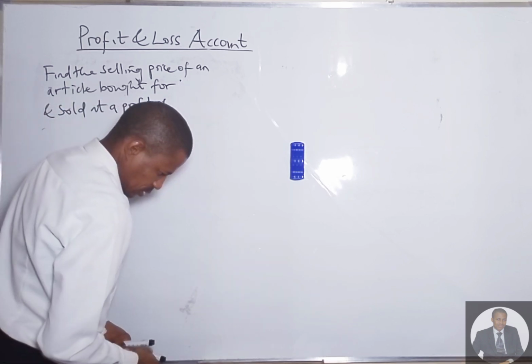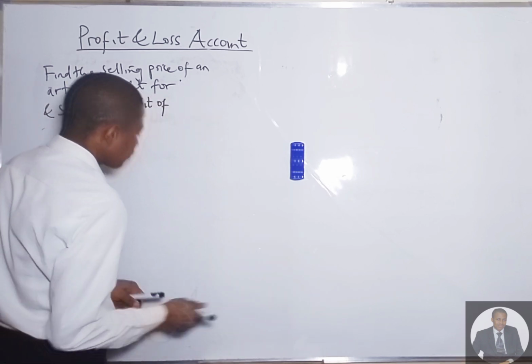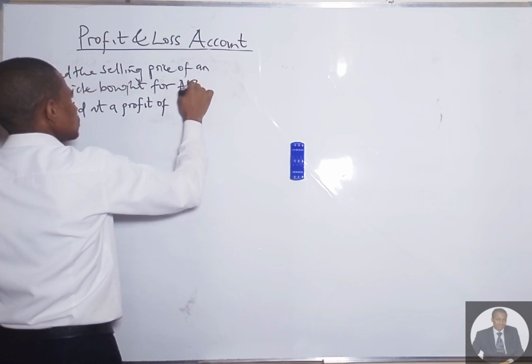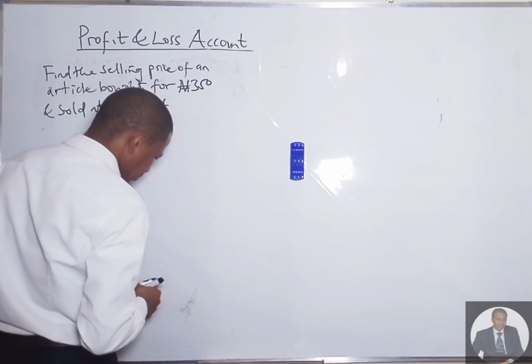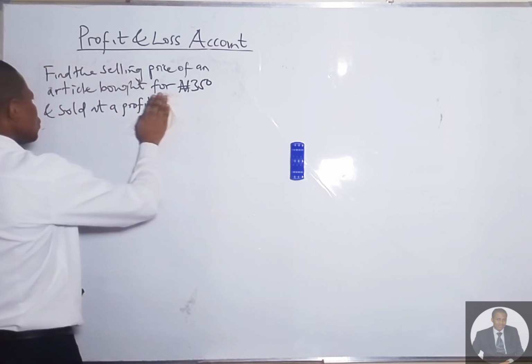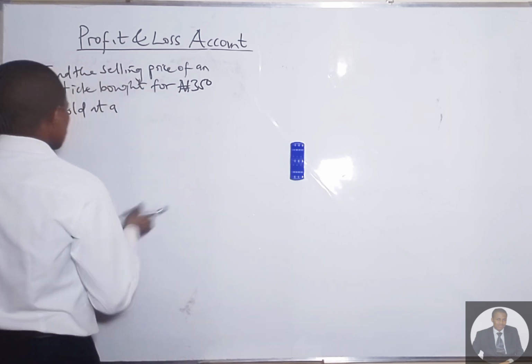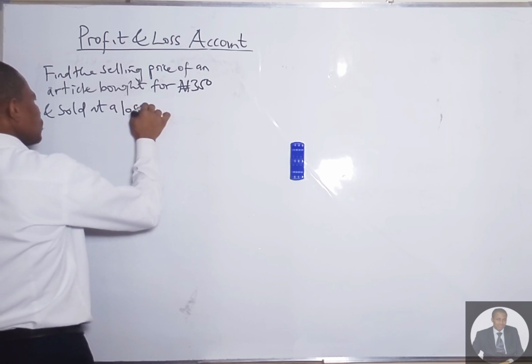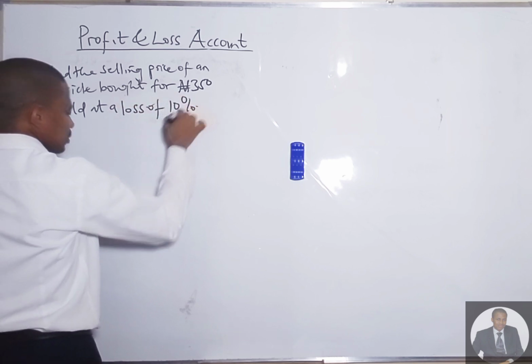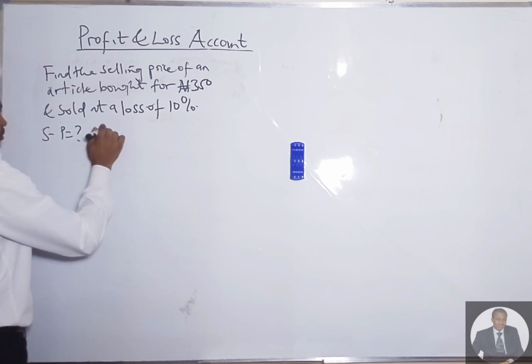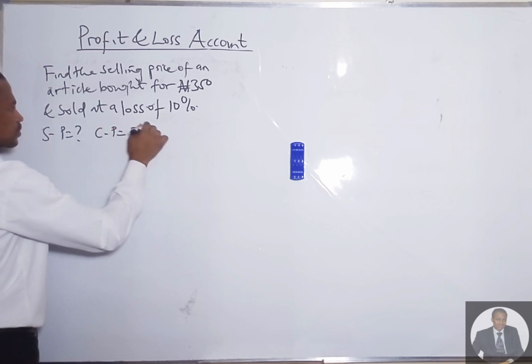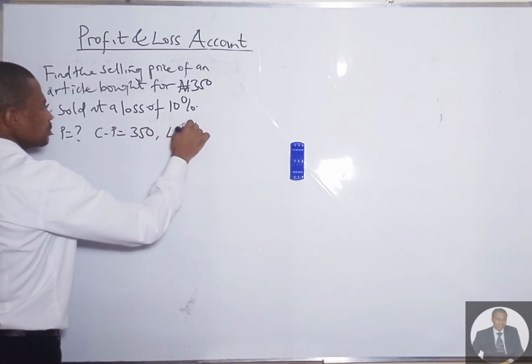Question: find the selling price of an article bought for 350 and sold at a loss of 10%. Sold at a loss of 10%. So how do we solve this? The selling price is being asked, it is unknown. The cost price is 350 and then the loss is 10%.